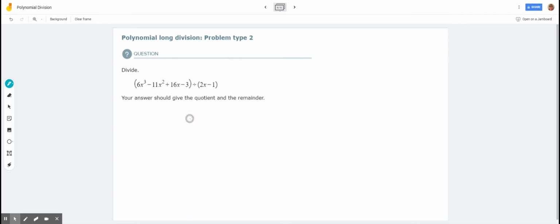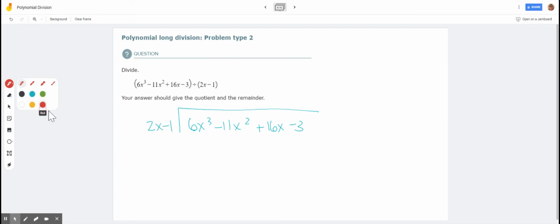So I'm going to go down here. 6x cubed minus 11x squared plus 16x minus 3 divided by 2x minus 1. Okay, so now we're going to look at the first term. Okay, here 2x times what equals 6x cubed? That's how I think of it. I think of it forward with multiplication. You can always think of it backward as 6x cubed divided by 2x, and then get the answer 3x squared.